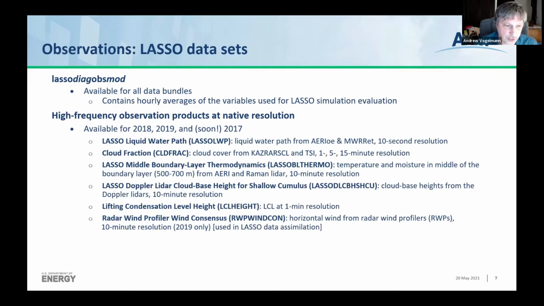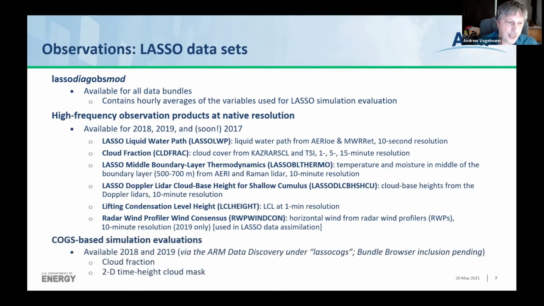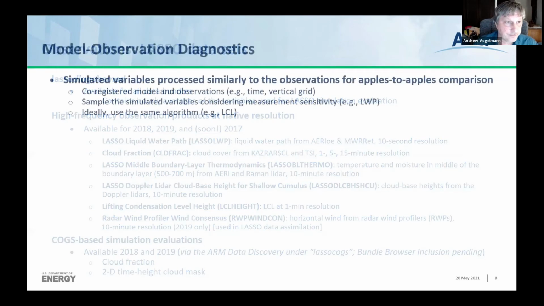They are all used within the evaluation package, except for the last one, which is the horizontal wind fields that we get from the radar wind profiler. These are actually used in our LASSO data assimilation, but not for evaluation. And then lastly, I mentioned to you that the COGS based evaluations actually just became available in the LASSO data discovery and will soon be included in the bundle browser as a download.